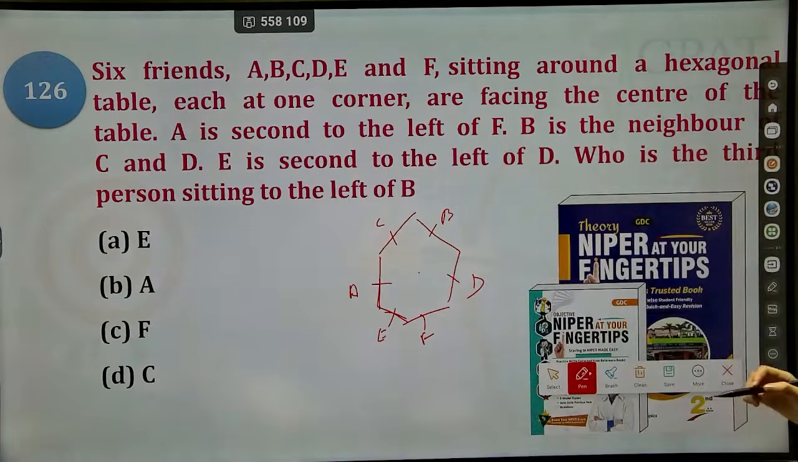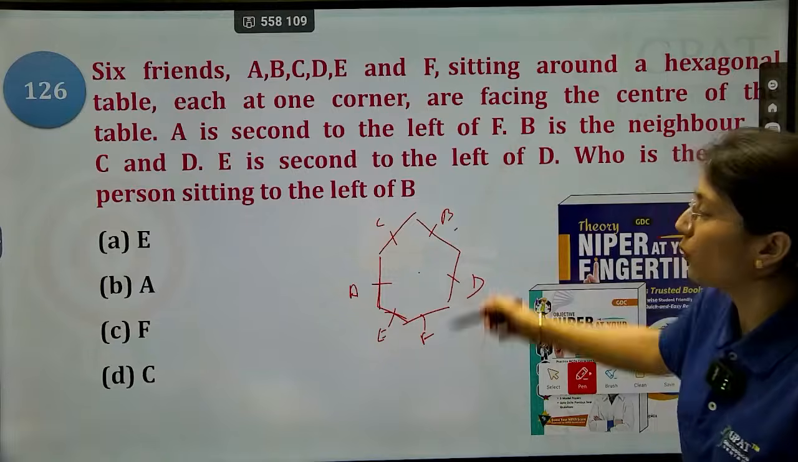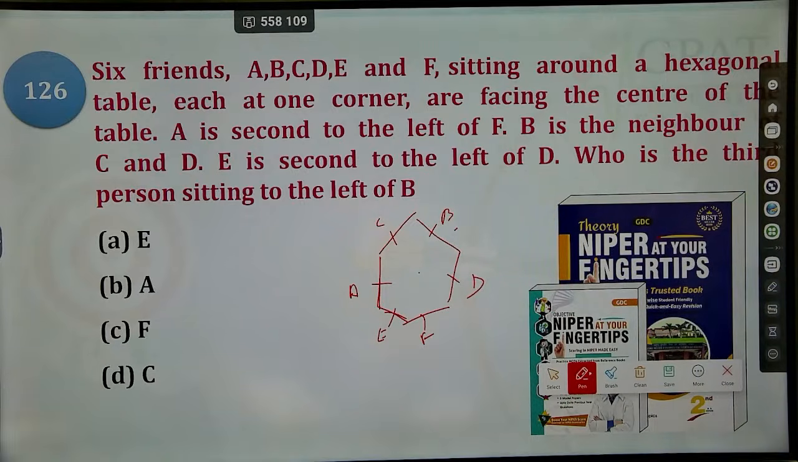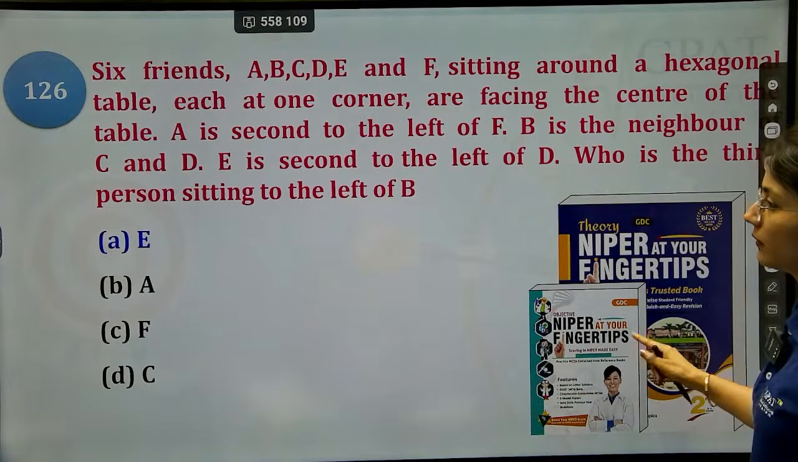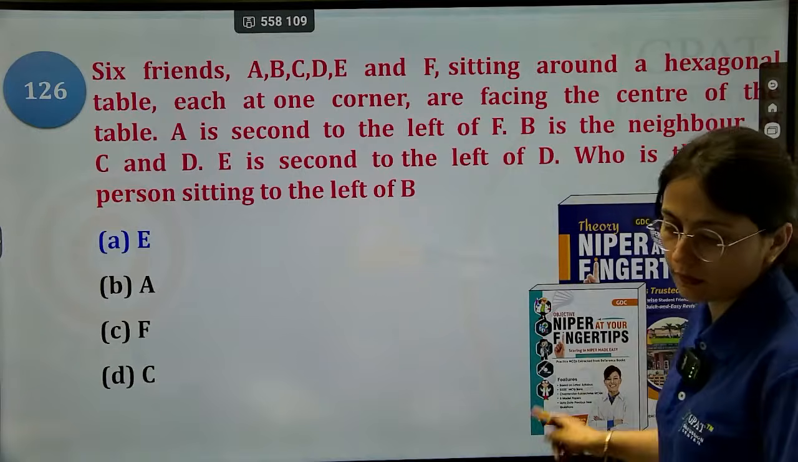So we have to find who is the third person sitting to the left. So B is there. Who is sitting to the left of B? That is E. So option A is correct.